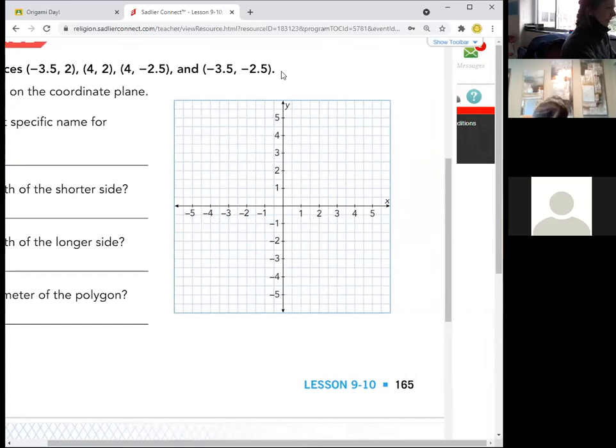See if I can get a stamp here. Negative 3.5, positive 2, boop, positive 4, and then up 2, positive 4, negative 2.5, so farther than 2, I have to go to 2.5, and then negative 3.5 down 2.5. Okay.